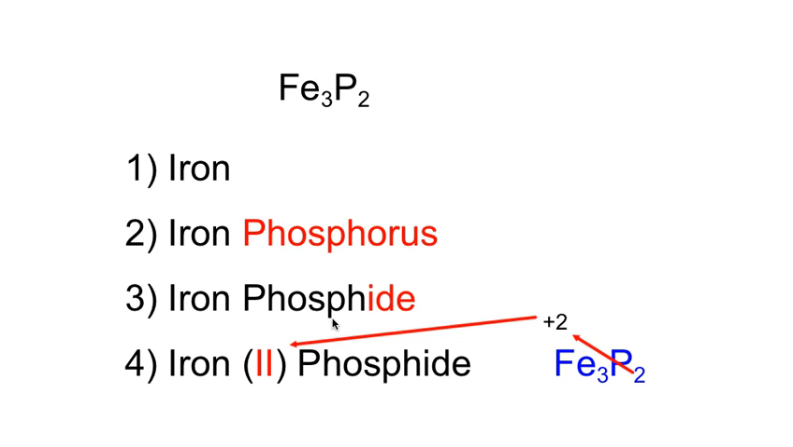Now the fourth step is to reverse crisscross. We take the 2 off the right-hand side here in the blue and reverse crisscross. It comes up, and that's going to be the oxidation number for iron. Remember, the oxidation number is represented by a Roman number, so we change that 2 into Roman numeral 2. Our ending answer is iron 2 phosphide.